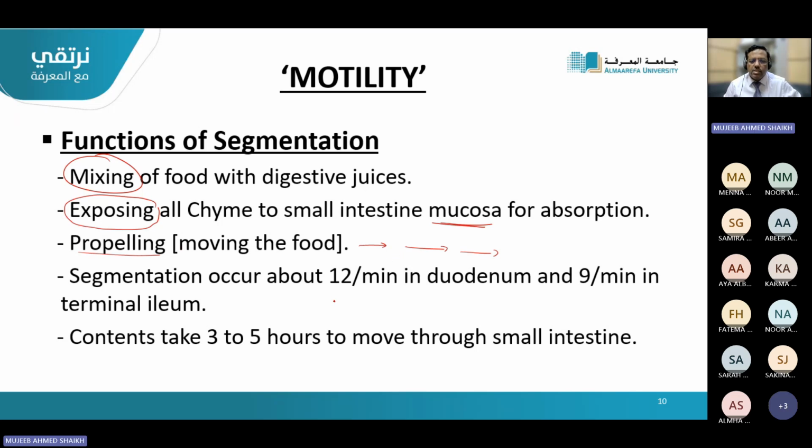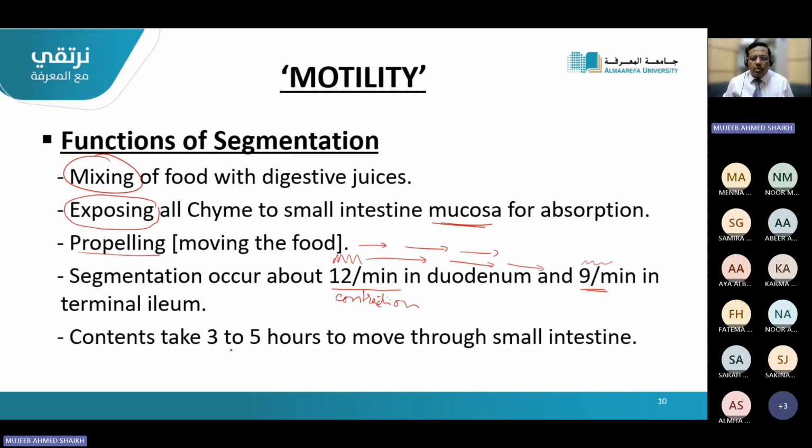There are different frequencies of contraction in different regions. Like in the duodenum, it will be 12 contractions per minute, 12 segmentation contractions per minute. When you go to the terminal ileum, it becomes 9. So here it is faster contraction. Here it is slower contraction. That's why the food will go in this direction from duodenum to ileum.